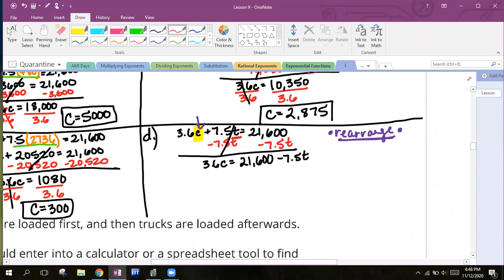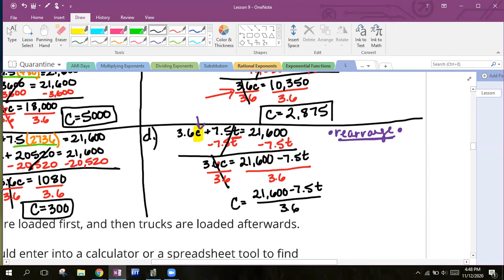Now I have 3.6 times c, so I have to divide both sides by 3.6, which once again is the same step we did in all the other ones. That's going to cancel this out here, and I'm left with C equals 21,600 minus 7.5t, all divided by 3.6. So with this equation now, if I know how many trucks I have, I can just substitute that in there and solve it for C.